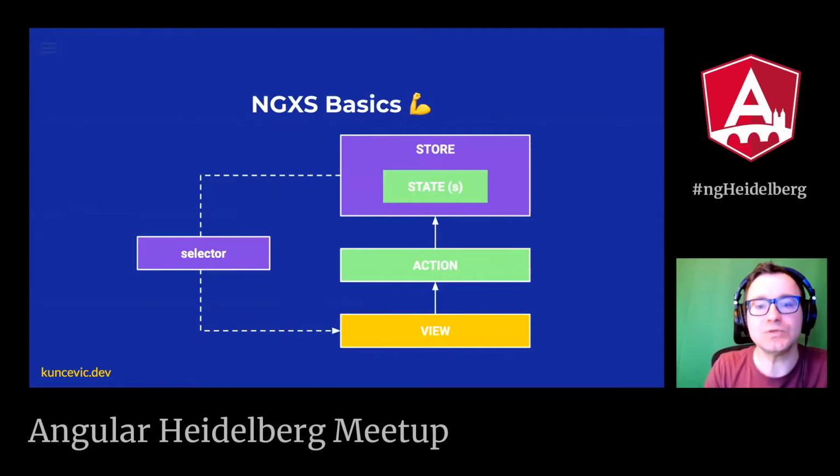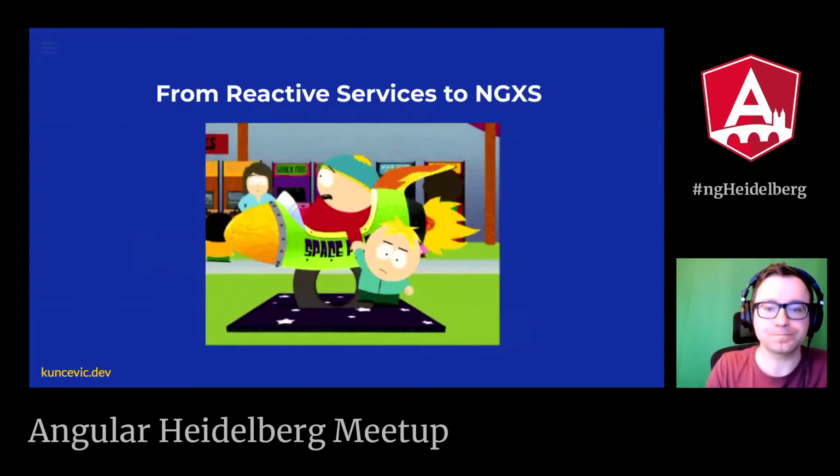NGXS provides you with a global immutable data store. Components can dispatch actions to mutate the data. You can handle the actions once they are dispatched. You can select pieces of the store data using selectors. Selectors expose the data in the form of observables. As you can see, NGXS gives you a predictable cycle, and it might be very beneficial to use NGXS in complex apps with a crazy data flow.